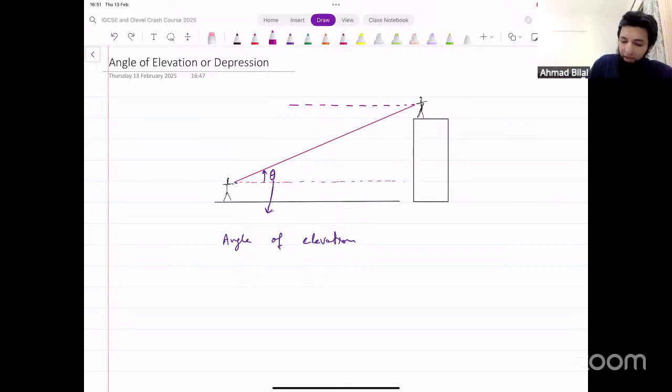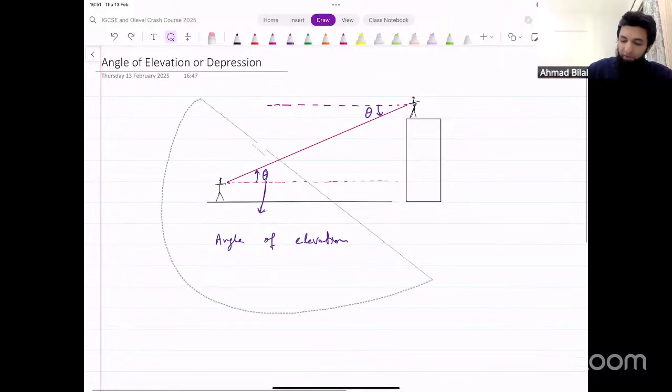Now, if he had to look at this person here, he would have to lower his normal eye level. By what angle would he have to lower his eye level? It'll be by this angle, right? This angle here is known as angle of depression. And if you notice, these are alternate angles. This theta and this theta, they are alternate angles.